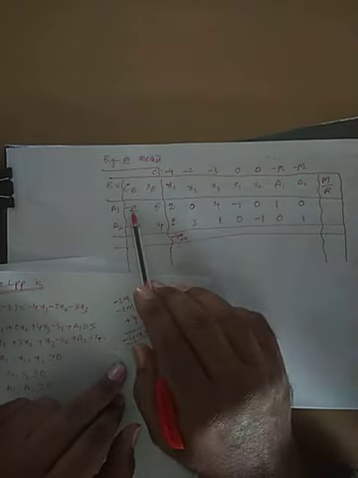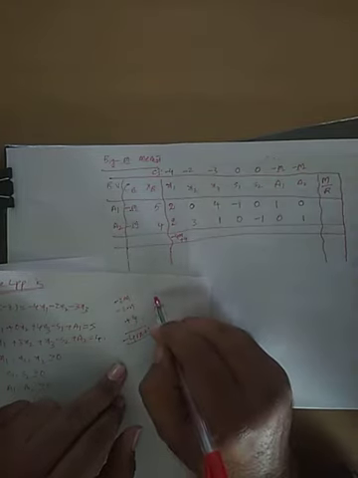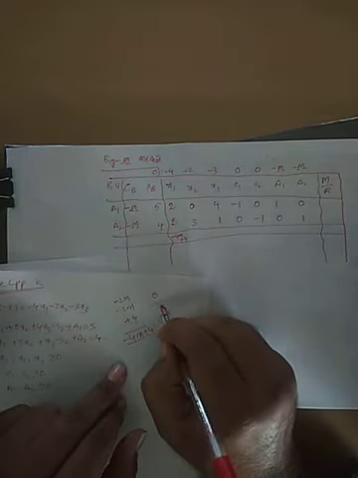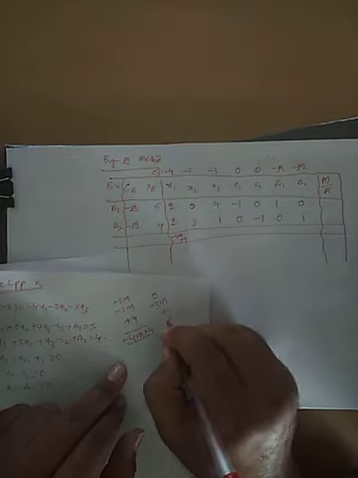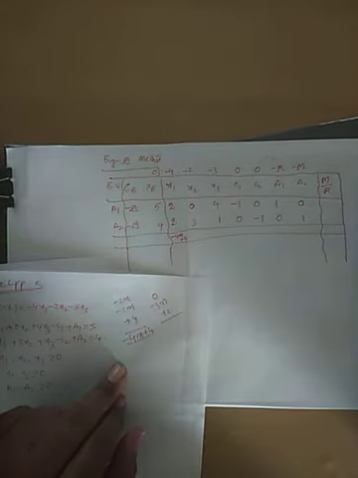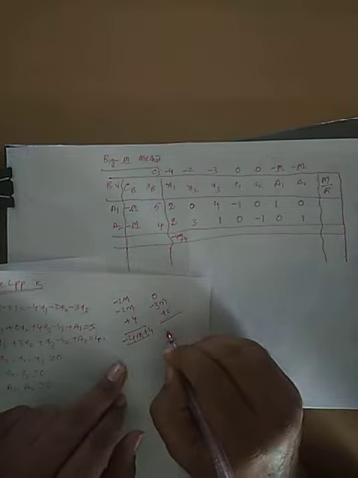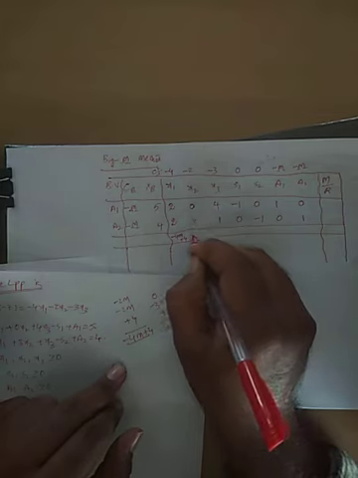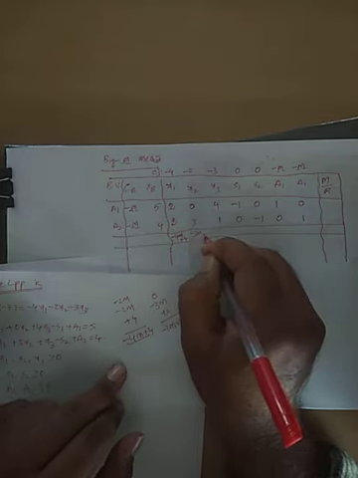The next net evaluation value: minus M into 0, 0 into any number is 0, minus M into 3, minus 3M, again minus of minus 2, plus 2. Now what is the net result? The net result is going to be minus 3M plus 2.